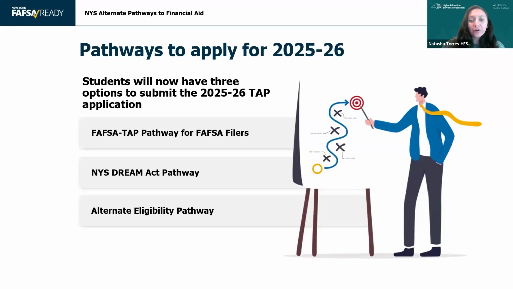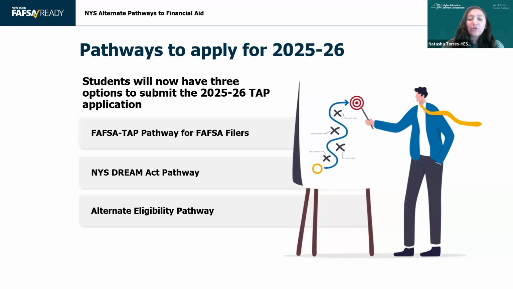So first, we have our FAFSA TAP pathway for FAFSA filers. Most people are pretty familiar with this pathway. This pathway is for U.S. citizens or eligible non-citizens. And then for them, they're just going to fill out the FAFSA and continue applying through TAP.